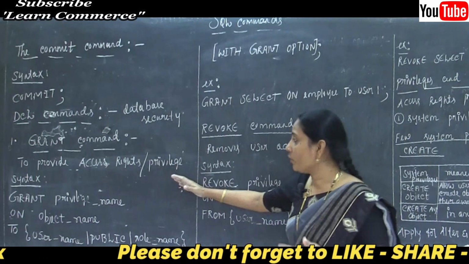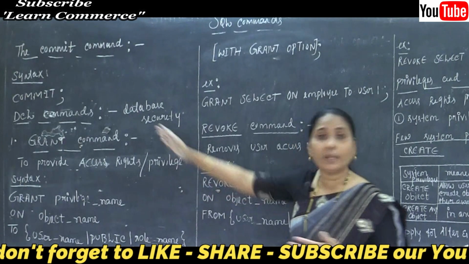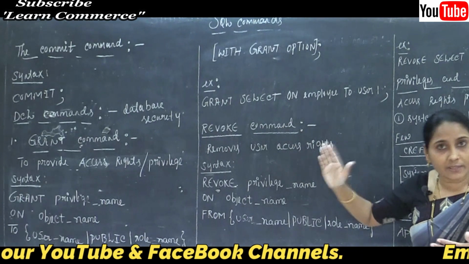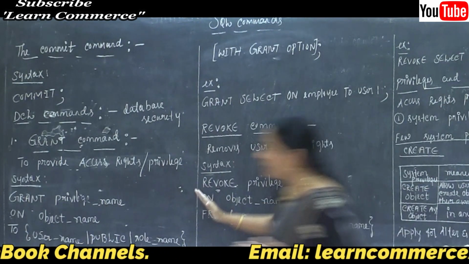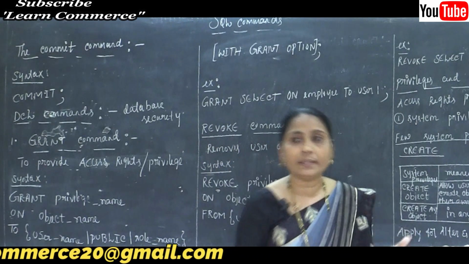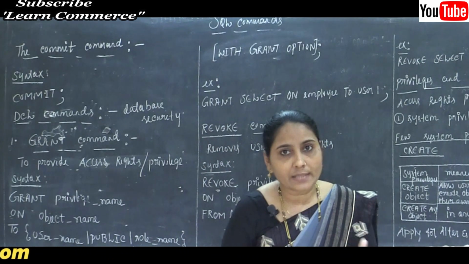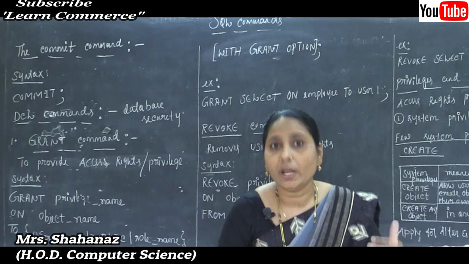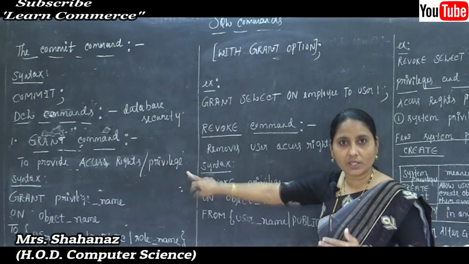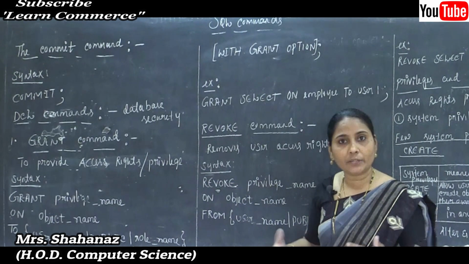So first of all we need to take the permission from the owner of the database object. Clear here? So we can say that the grant command is used to provide the access right, or we can say to provide the permission on a database object to the user. Clear this point? That means it is providing permission to the user.